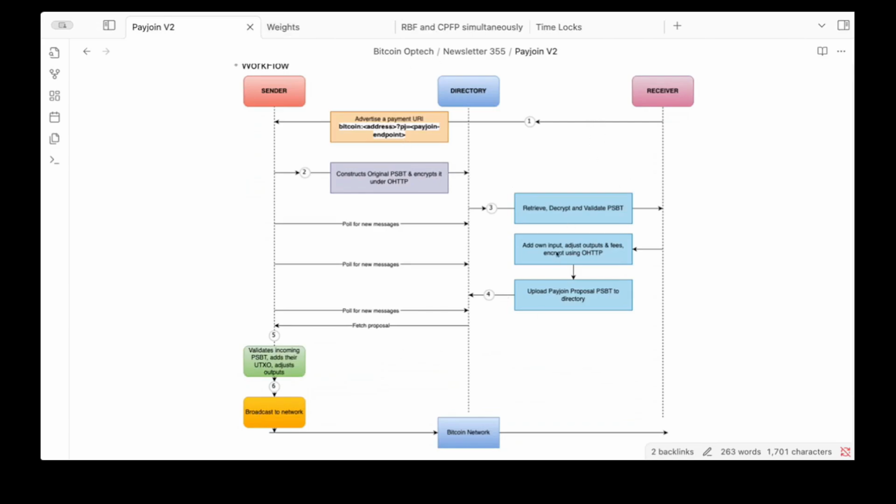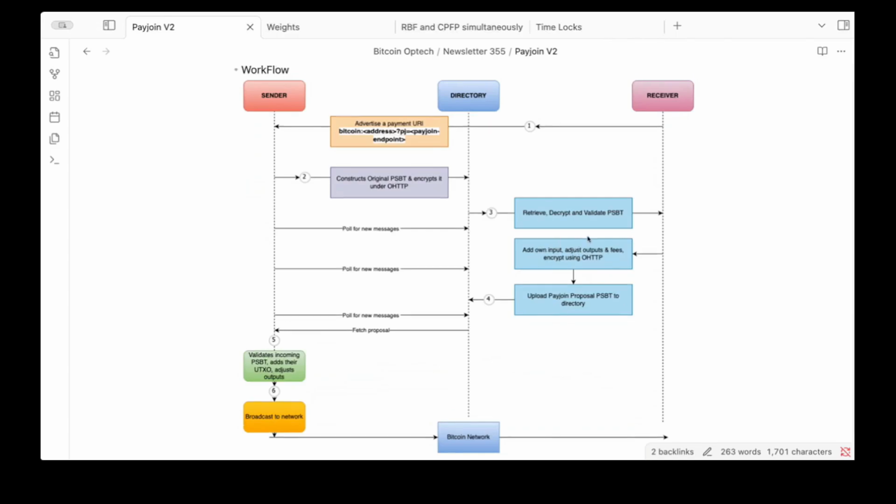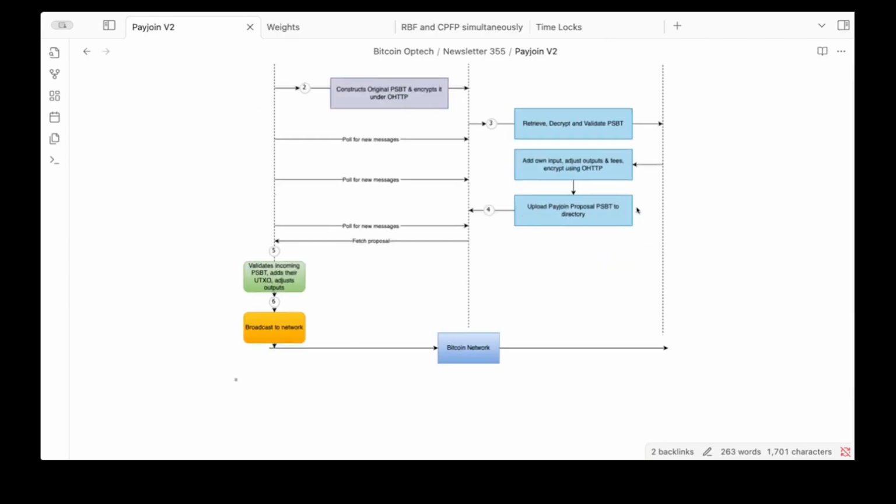So basically, what it improves upon V1 is that it makes the protocol asynchronous, and it introduces a secure element or layer using the Oblivious HTTP protocol. This makes it much more robust and prevents man-in-the-middle attacks that Payjoin V1 was susceptible to. Now this is the workflow of Payjoin V2.